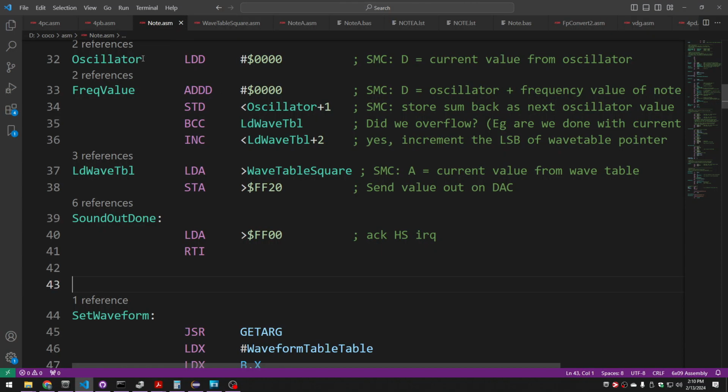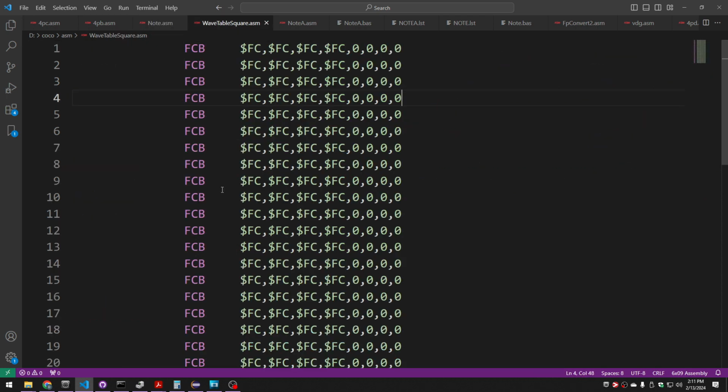This code uses 3 pieces of data. It uses something called an oscillator value, something called a frequency value, which just changes from note to note, and a pointer into a wavetable. The wavetable is just a bunch of data for the wave you're trying to play.